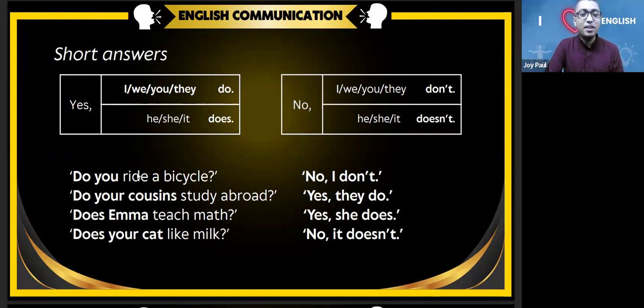Great. Let's practice more. Do you ride a bicycle? No, I don't. Do you? Do you ride a bicycle? No, I don't. Do your cousins study abroad? Yes, they do. Does Emma teach math? Yes, she does. Does your cat like milk? No, it doesn't.